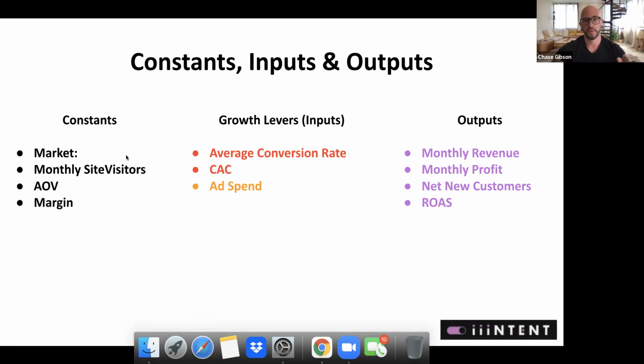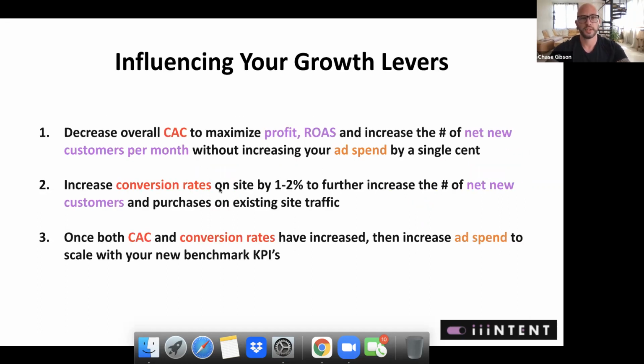And so in the example that I'm going to walk you guys through, the market's going to stay the same. So I'm doing this as if you guys were basically starting from step one. You don't change anything about your market. You don't change your average order value. You don't change your margins or site visitors. And we're just going to focus on these two things. And that is going to influence and increase your monthly revenue, your profit, net new customers, and your return on ad spend. So the first step to really doing that is just understanding what influences what.